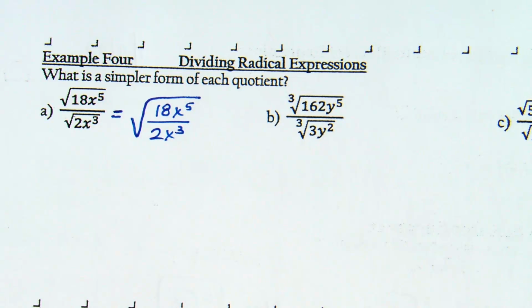What is 18 divided by 2? 9. What is x to the fifth divided by x to the third? X to the second, because we are now subtracting. You know, all those exponent rules you guys hated me for, this is why we reviewed them.